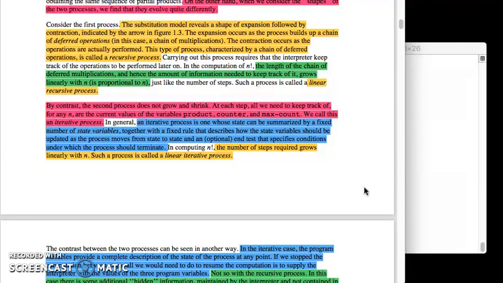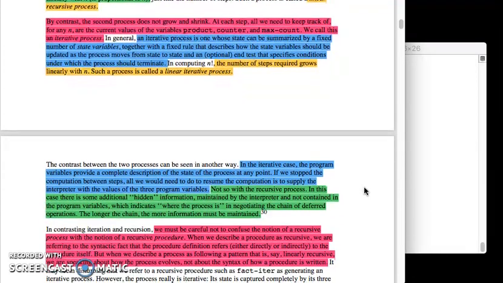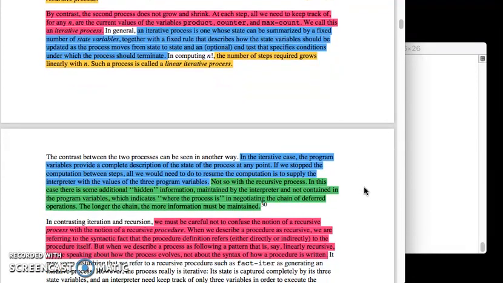In the computation of n factorial, the length of the chain of deferred multiplications, hence the amount of information needed to keep track of it, grows linearly with n and is proportional to n, just like the number of steps. Such a process is called a linear recursive process. By contrast, the second process does not grow and shrink. At each step, all we need to keep track of for any n are the current values of the variables product, counter, and max count. We call this an iterative process.